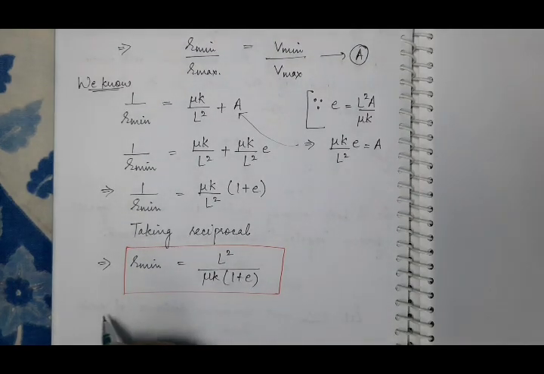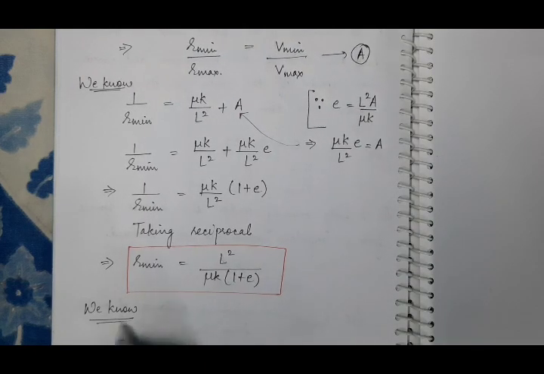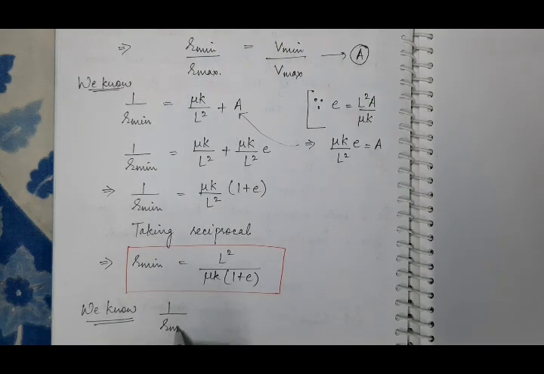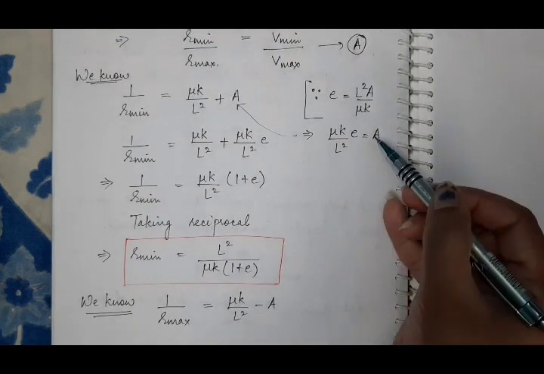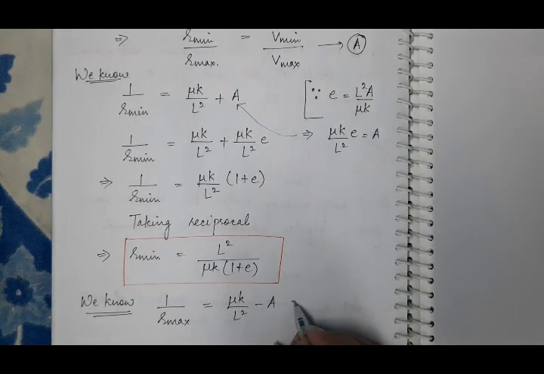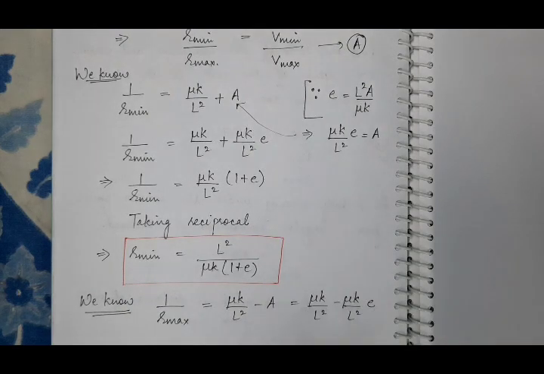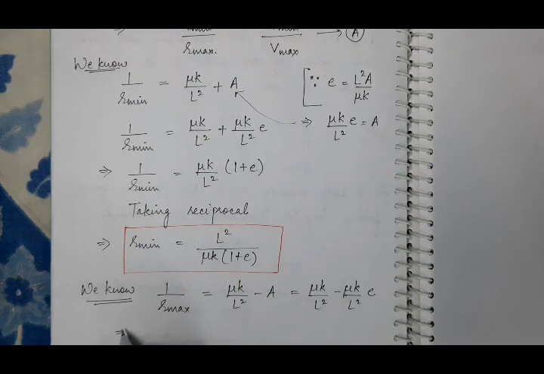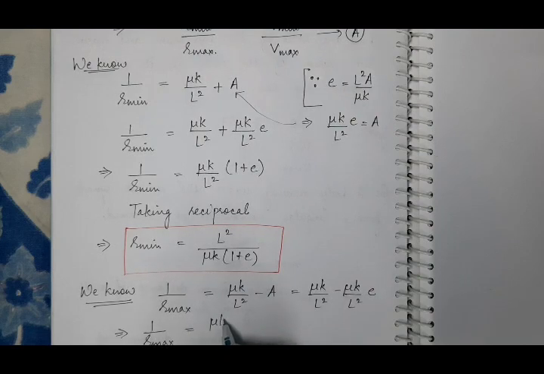For the value of R maximum, we have an expression which we discussed in yesterday's lecture. It was 1 by R maximum equal to mu k by L square minus A. Again put the value of A in terms of E in this equation and you will get mu k by L square minus mu k by L square into E. Now take this mu k by L square common, so we have 1 minus E.